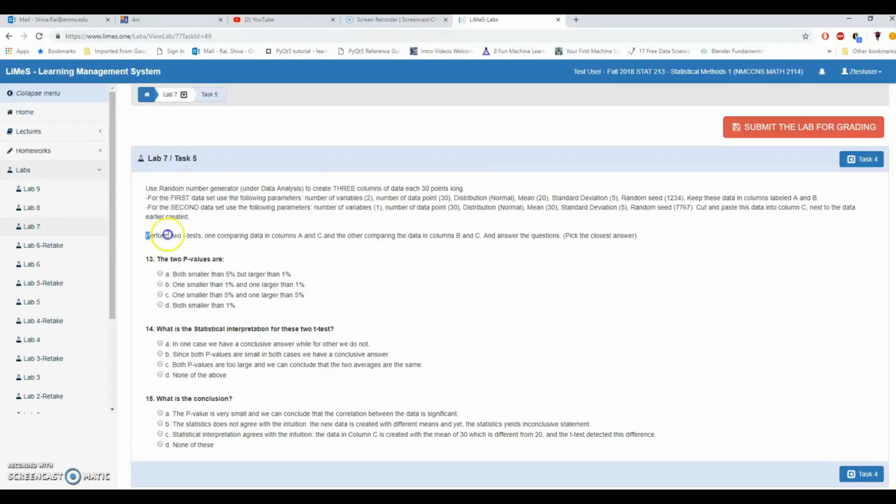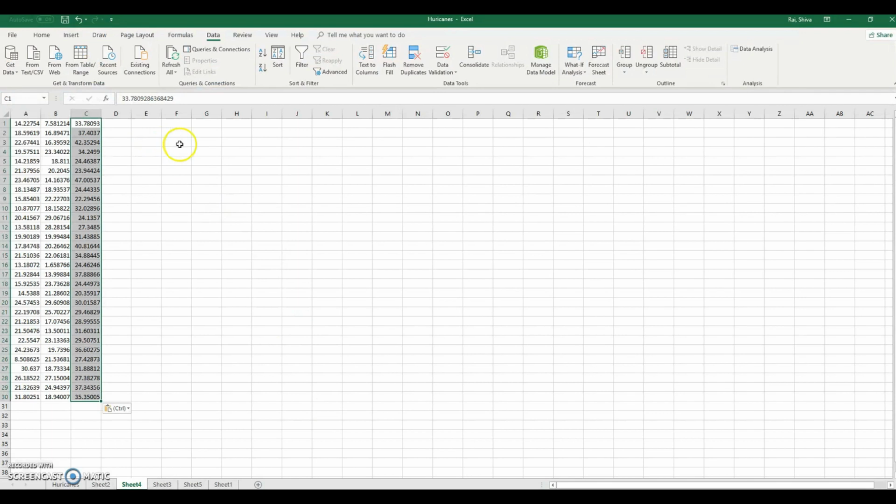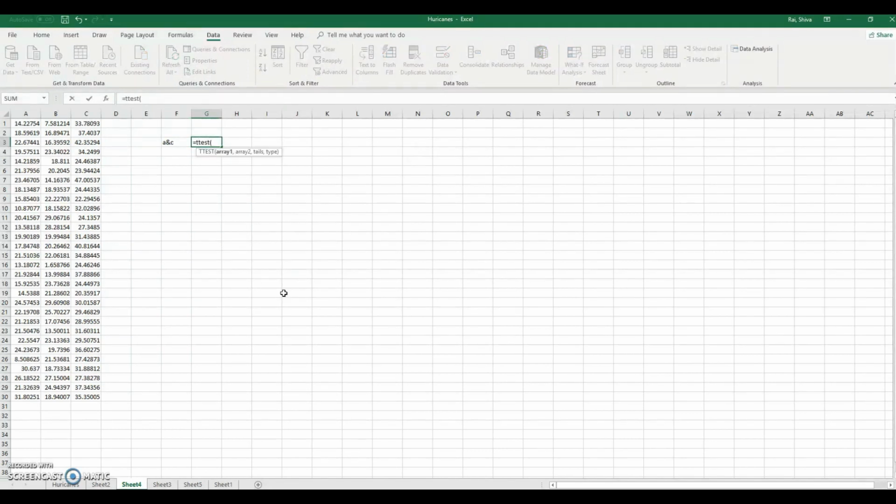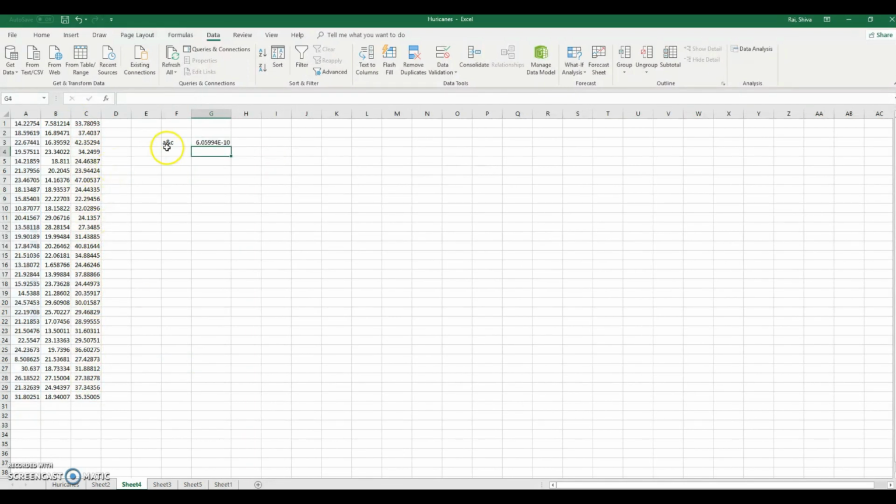Perform 2 t-tests, one comparing A and C, another B and C. So let me write this, A and C. So for A and C, you go for t-test. A is this much, comma, C is this much. Okay, comma, 2, comma, 3. Okay, that's fine. B and C.